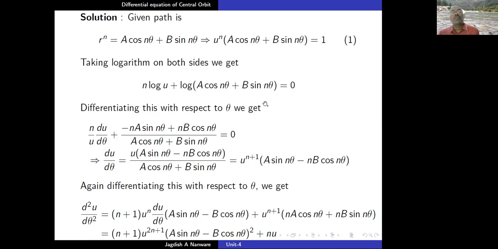Now differentiate this with respect to theta. So n is constant. What is the derivative of log of u? It is 1 by u. And again, you take the derivative of u with respect to theta. So this is the derivative of the first term. Then take the derivative of the second term.